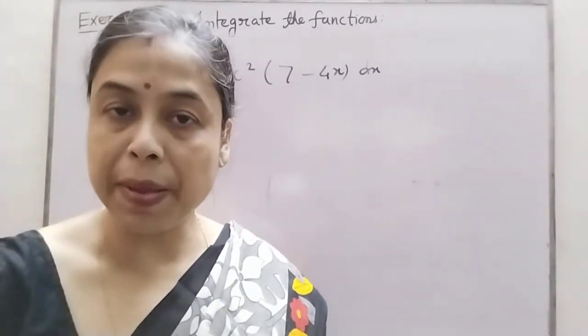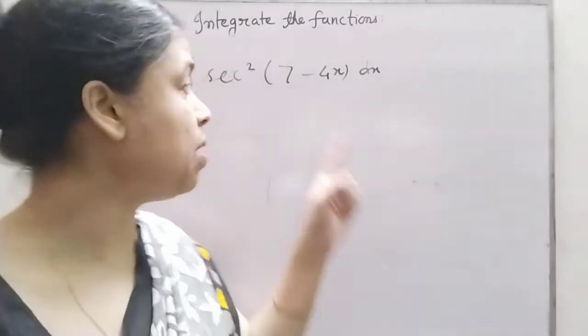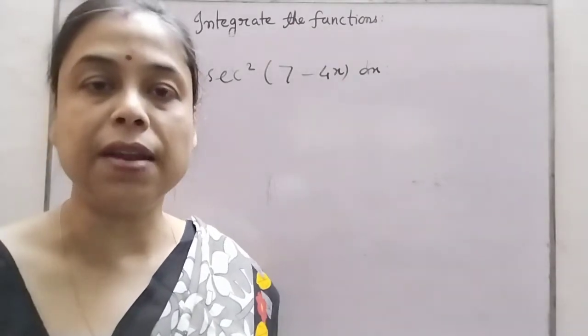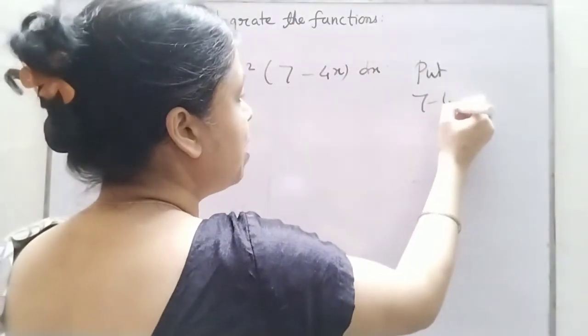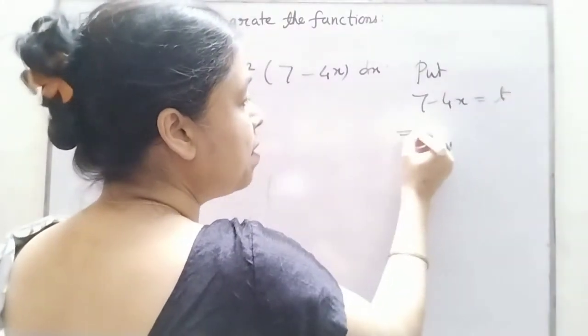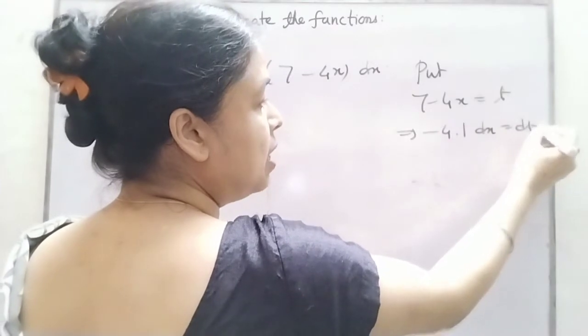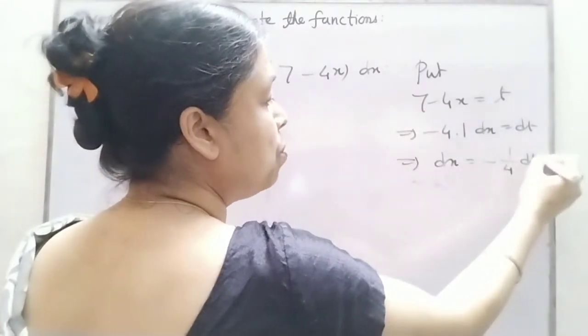So what we will do is substitute a new variable so that it is converted to an integrable function. So what is your substitution? Hope you understand. 7 minus 4x equal to t. Taking the derivative, we'll have minus 4 dx, since the derivative of x is 1, equal to dt. I just skip one step. So dx is minus 1 by 4 into dt.